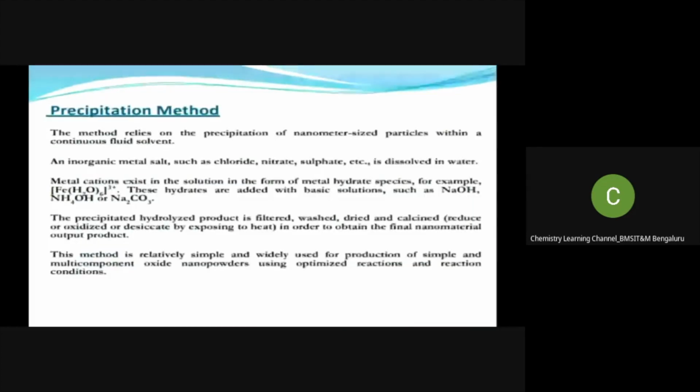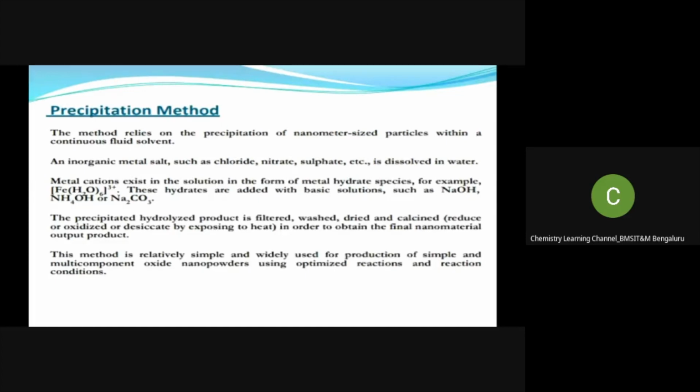Here we prepare anionic and cationic solutions and mix them together, and it is precipitated. When cationic and anionic solutions are prepared and mixed, they form a precipitate. This precipitate is filtered. The filtrate obtained after the filtration is washed to remove the contaminants and dirt. This washed filtrate is dried and calcined to obtain the nanomaterial.